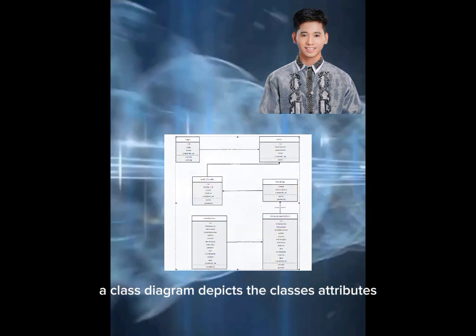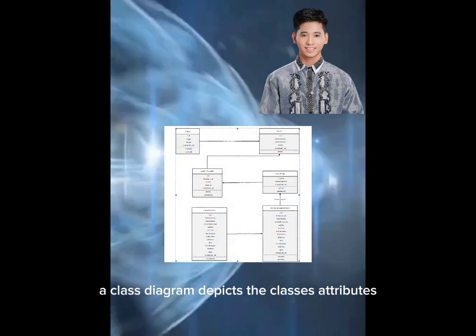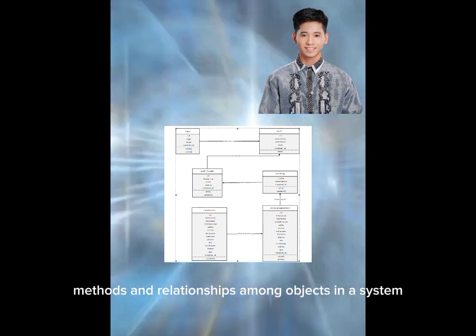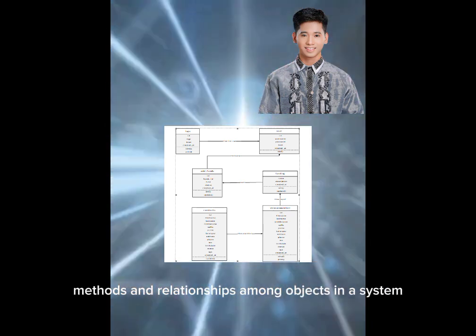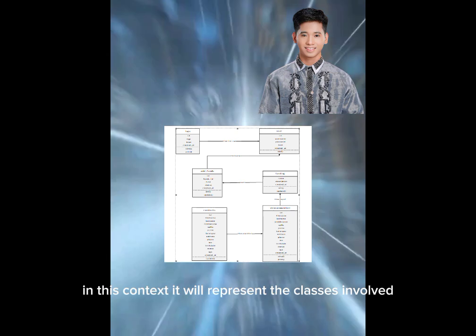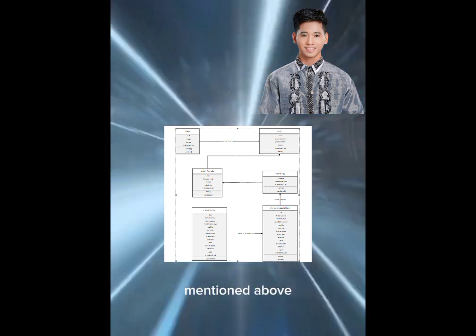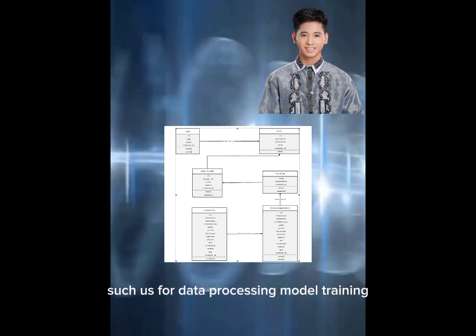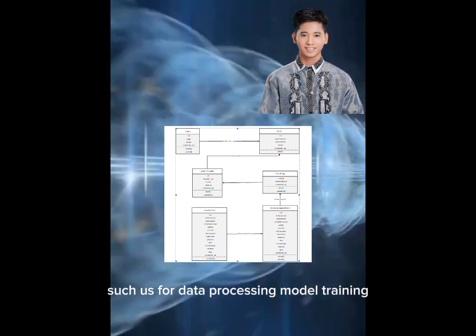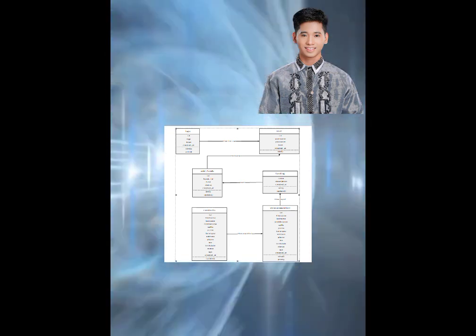A class diagram depicts the class's attributes, methods, and relationships among objects in a system. In this context, it will represent the classes involved in the machine learning technique mentioned above, such as for data processing, model training, evaluation, etc.